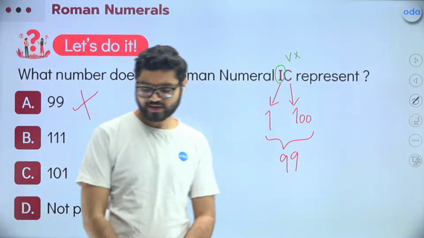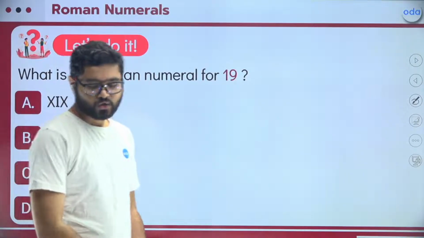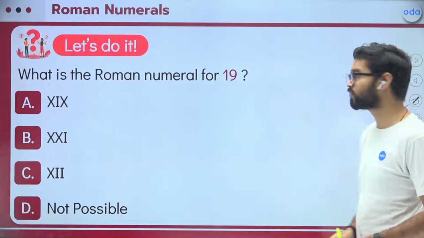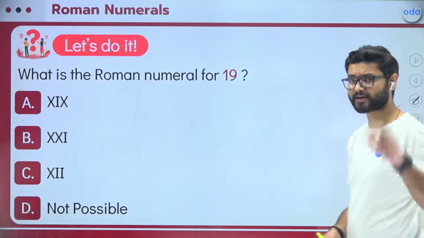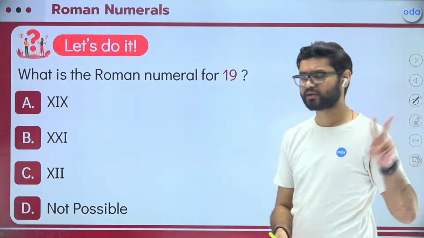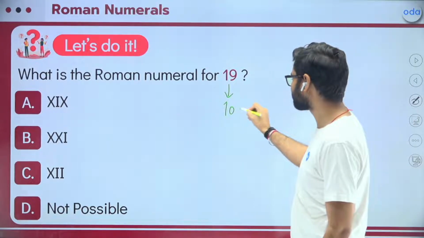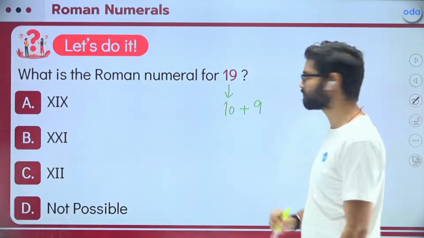Okay, let's do a few more quizzes. What is the Roman numeral for 19? Okay, there are two ways of doing things. So 19, I can break down as 10 plus 9.